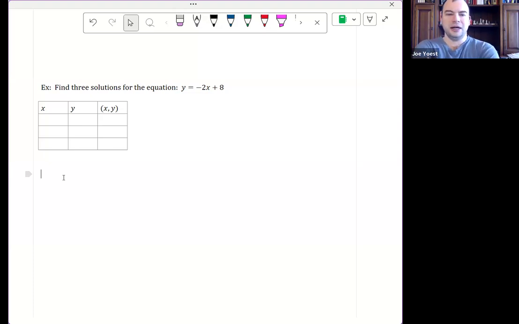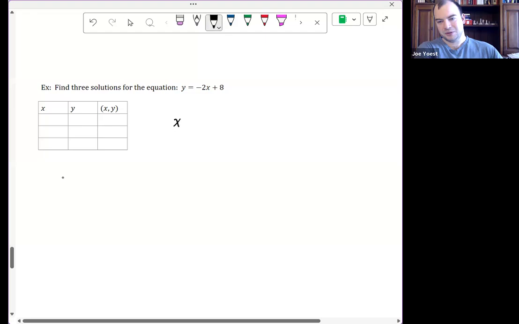Okay, so I need to pick, let's say, some value for x and then find the associated value for y, or vice versa. Two good choices to start with are the zeros. So let me start with x equals 0.